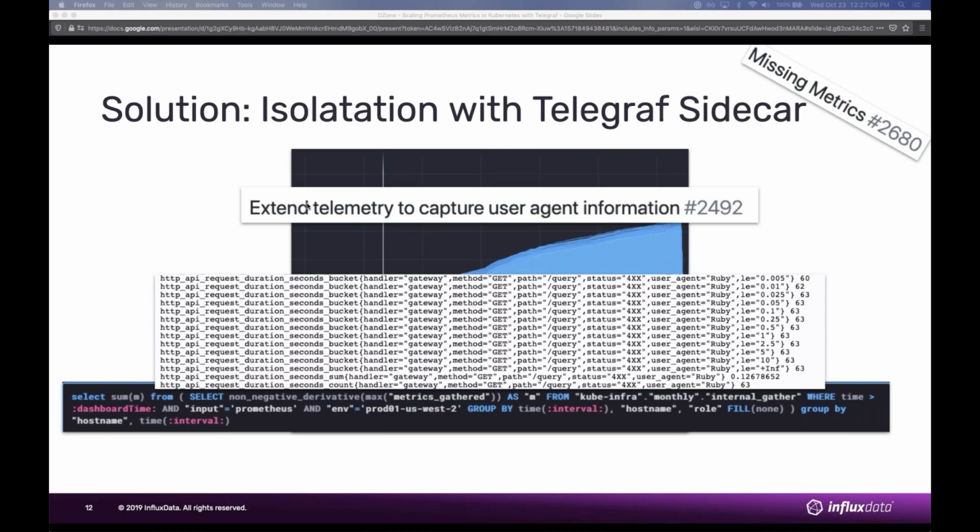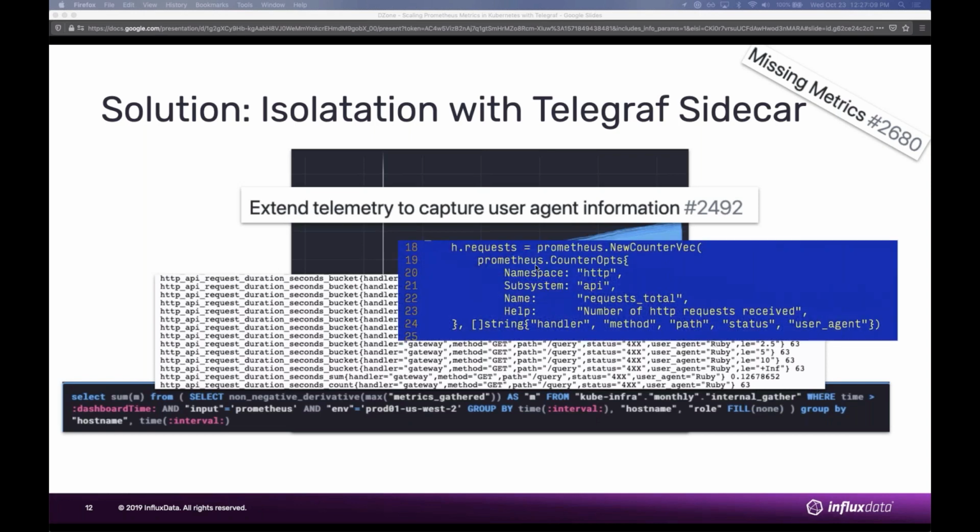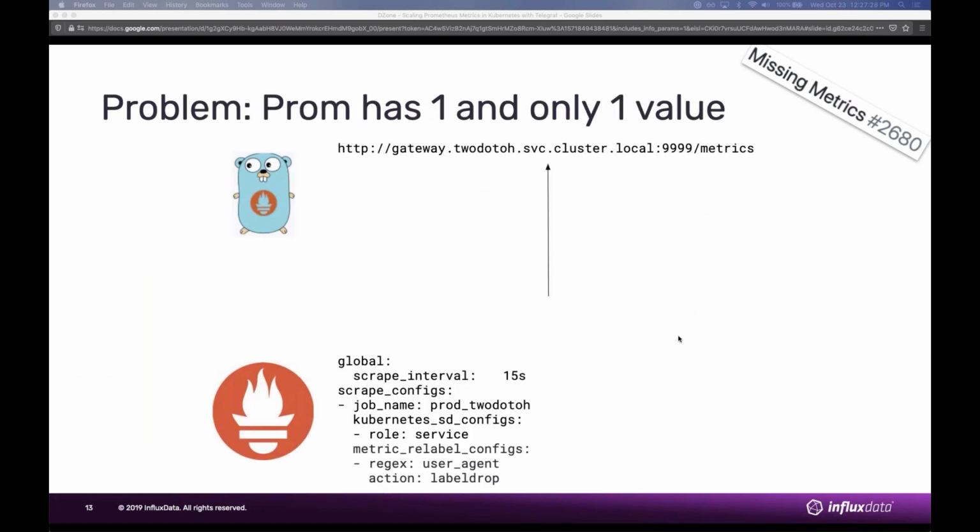Well, what if, instead of extending the telemetry to capture user agent information, what can we do? Where was this put into place? Well, it was here. Here's the little piece of code, and we started adding in user agent. Once we found that we had this increase, using the Telegraf debugging information, we could go back and look, why do we have these extra labels? Ah, yes, because the user agent was added. The problem is that Prometheus really only has that one and only one value.